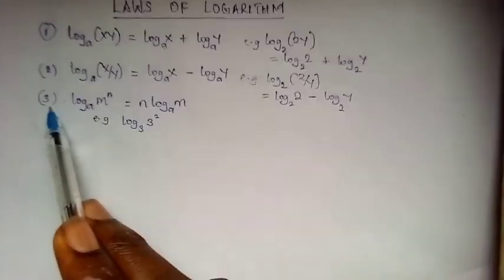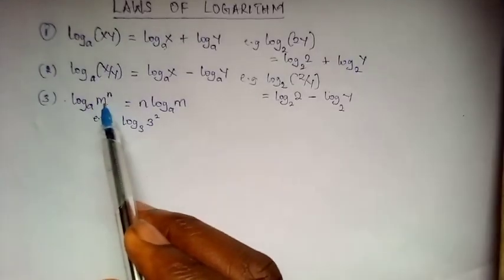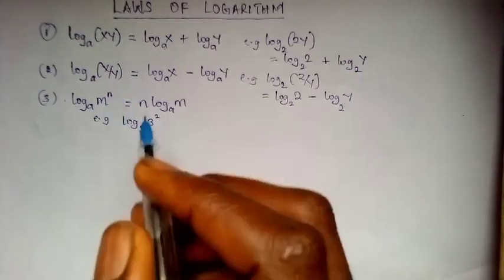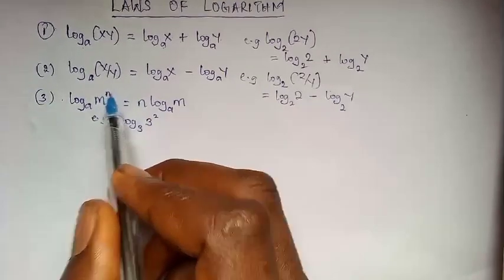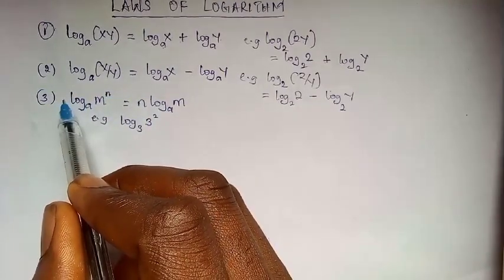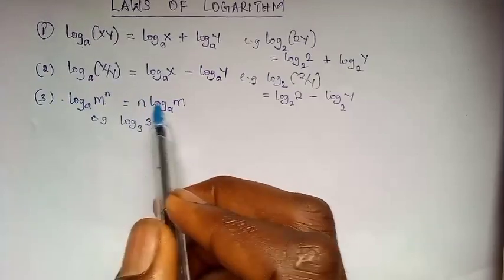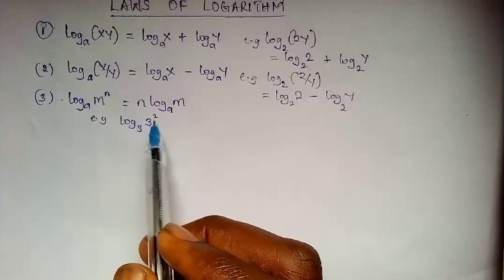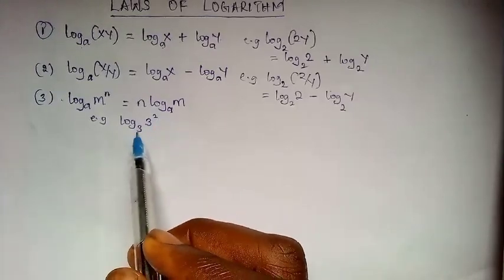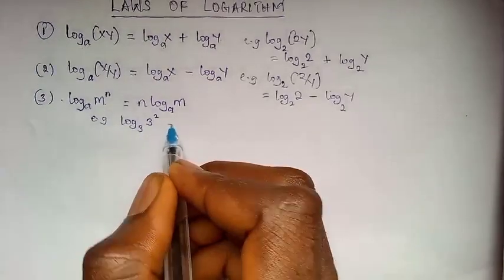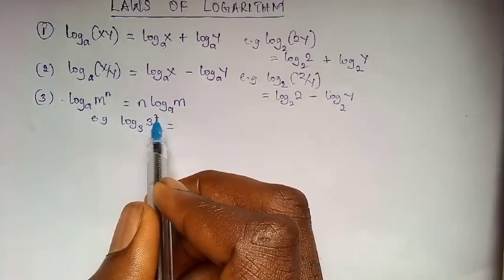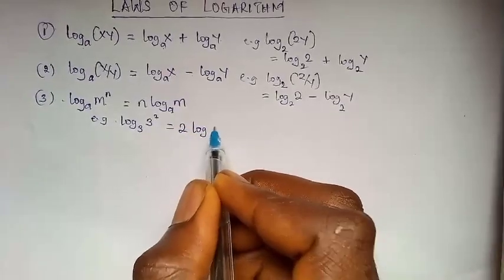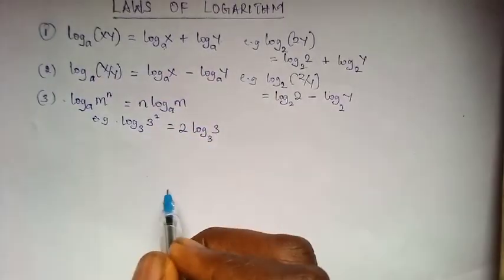Going over to the third law. Whenever we're looking for the logarithm of a number with an exponent, this exponent is going to move over to the front of the log. Then we have n log of m to base a. So for instance, the logarithm of 3 squared to base 3 is simply going to be equal to, the 2 as an exponent, we're going to move over here, so I have 2 log of 3 to base 3.